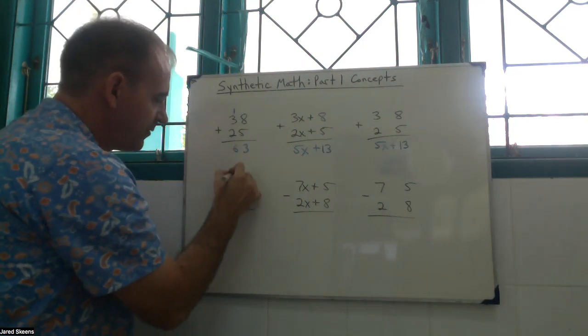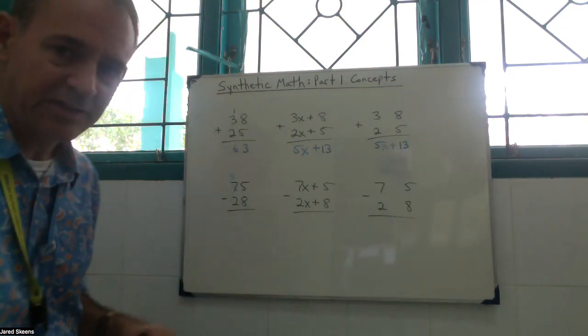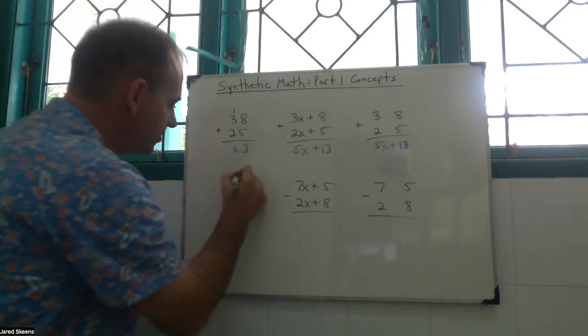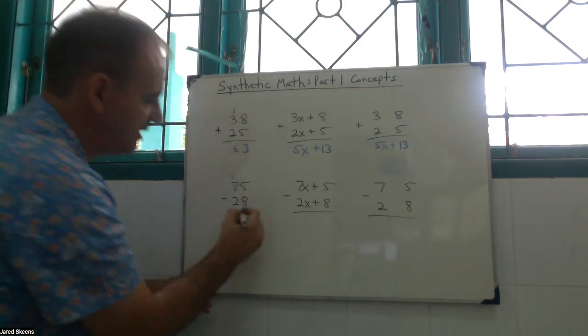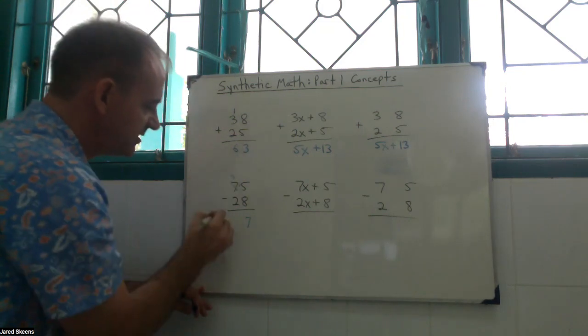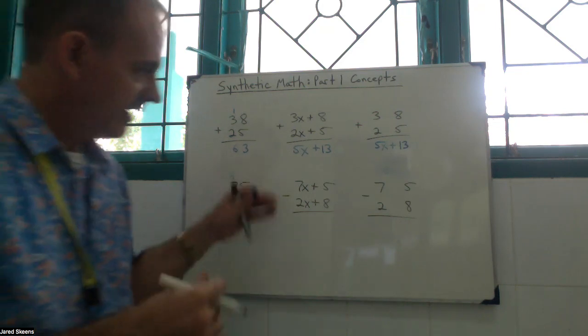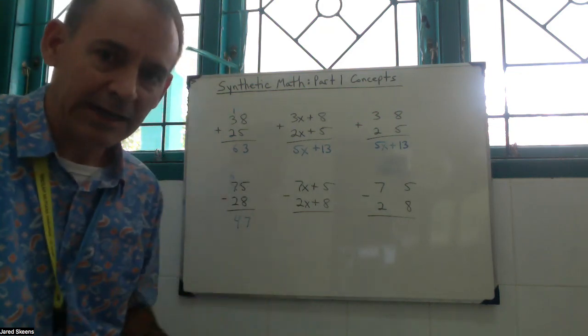So if we take one of those tens, that reduces us to 6. That 10 becomes 10 ones. So now we have 15 over here. 15 minus 8 is 7. 6 minus 2 is 4. We get 47. In algebra, we are allowed negatives.